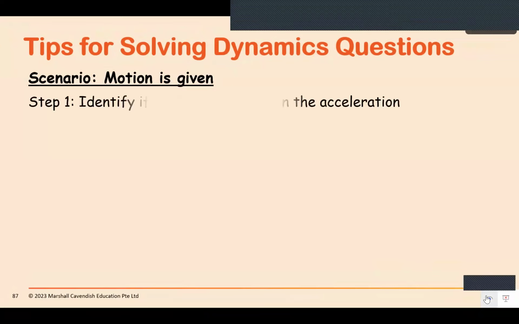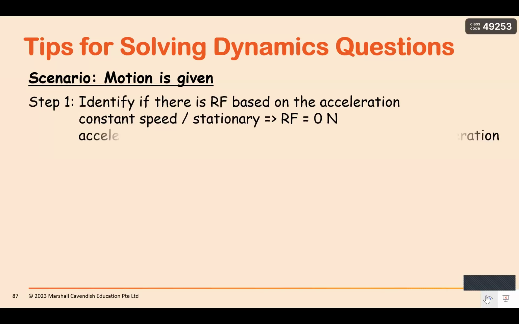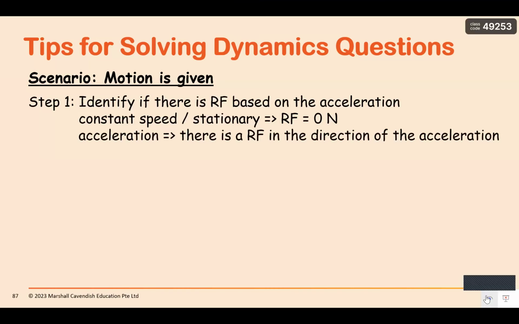we should identify if there is a resultant force based on the acceleration. So if the question says that the object has a constant speed or is stationary, we should know that the resultant force is zero. And if the object is accelerating, then there will be a resultant force in the direction of the acceleration. And if the object is decelerating, then there will be a resultant force in the opposite direction.